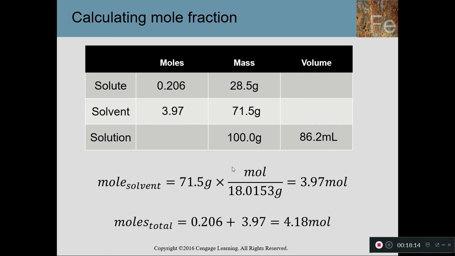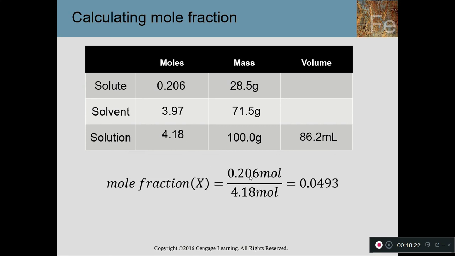Do the math to find out what the total is. And then mole fraction is moles divided by total moles. So mole fraction is simply 0.206 divided by 418. And again, it's not a percent. You don't multiply times anything. It's a fraction. The larger the number, closer to 1, the closer it is to being a pure mixture.